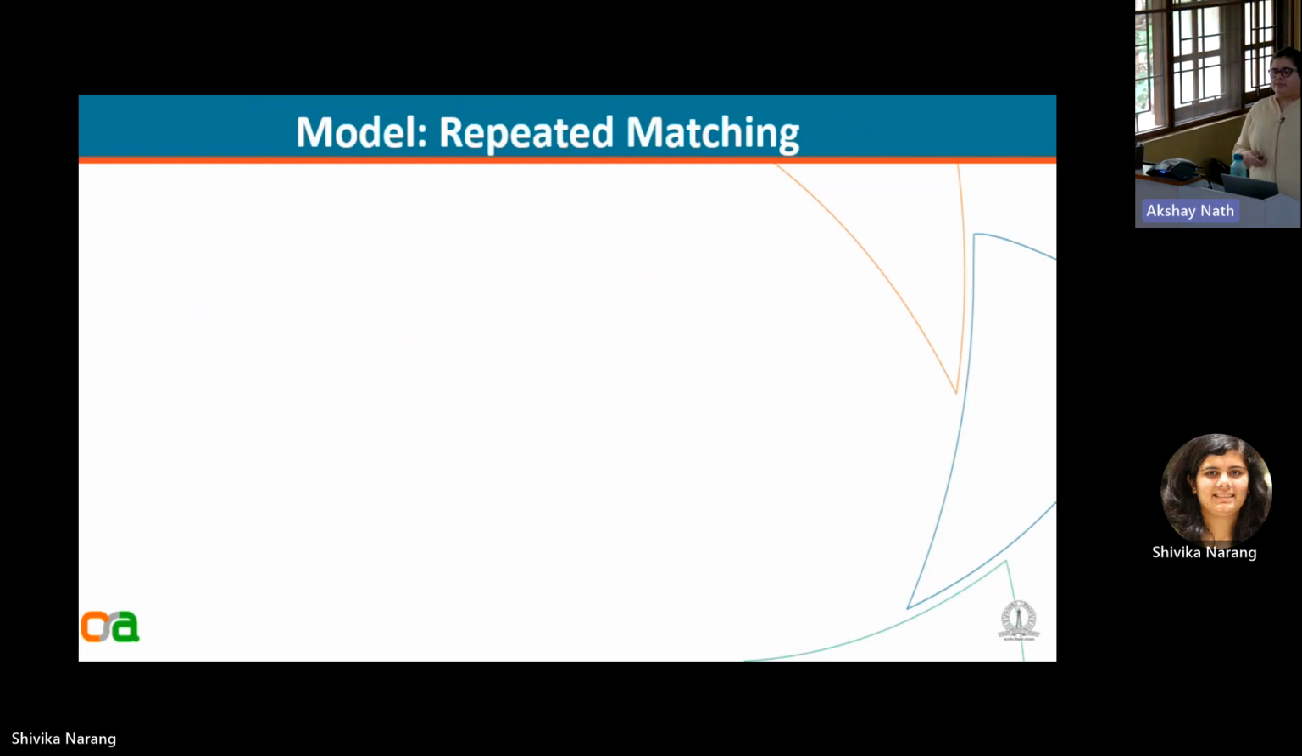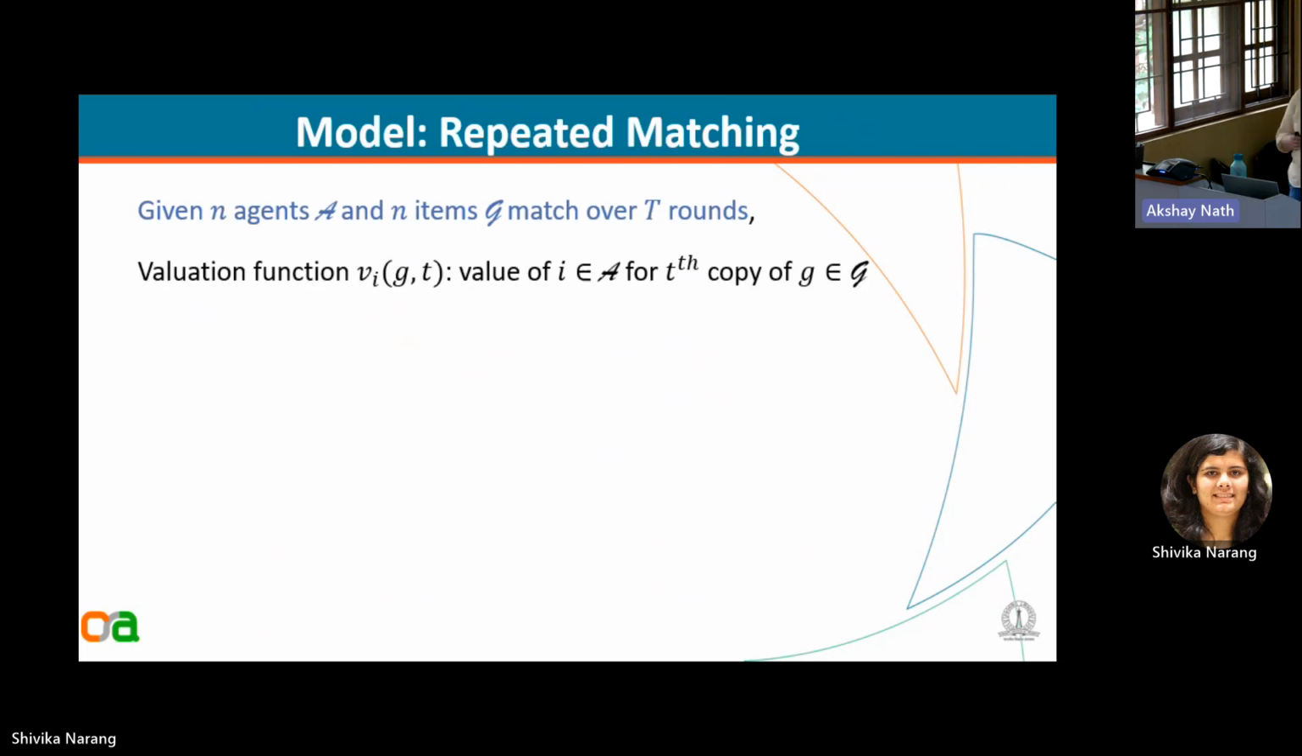So we'll assume that you have n items and n agents, and they have to be matched over capital T rounds. And to be able to express these values, we will look at the value that an agent has for the t-th copy of that item. So the first copy will be the first time this agent is receiving it. This value is not dependent on, okay, I am going to this lab for the first time on a Monday versus a Thursday. It's just, I'm going to this lab for the first time, on the second time, on the fifth time, right?